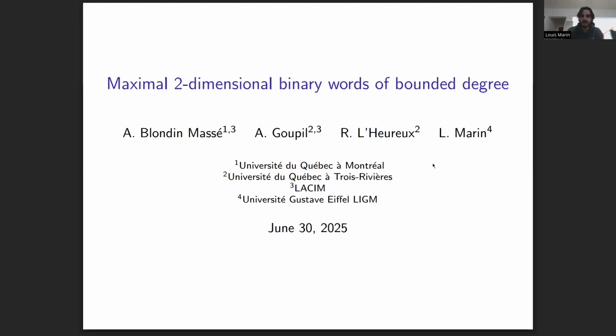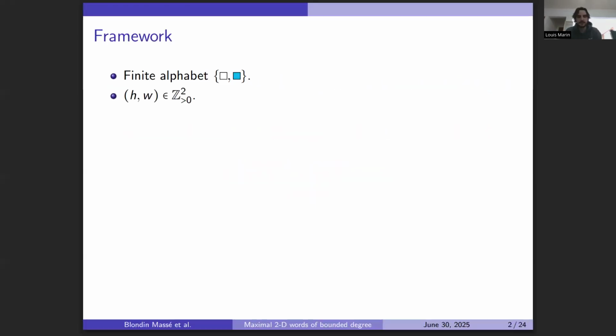All right, so first, what's the framework of the problem? We have a finite alphabet. Here we'll work on the binary alphabet, comprised of two letters. The first letter we call the empty cell, and the other letter we'll call either the full cell or the occupied cell interchangeably.